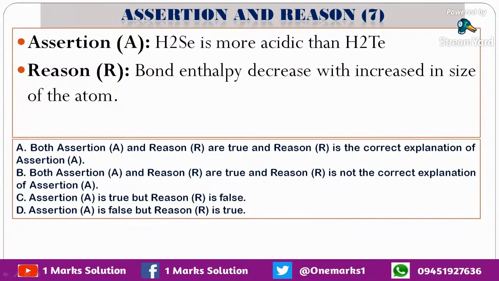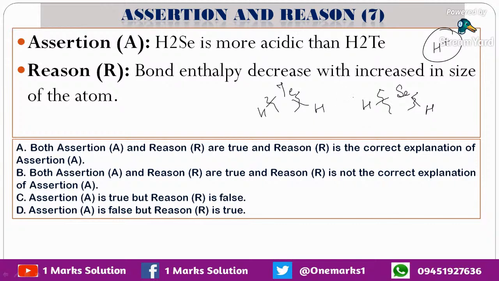Next assertion that we have is H2Se is more acidic than H2Te. Now acidity depends on how much H plus ion are lost. How feasible it is for the H plus ion to leave, and that depends on how feasible the compound is able to break the bond. How easily you are able to break this bond, this is what we call bond enthalpy. Okay, so you have tellurium and you have selenium and we are comparing that.